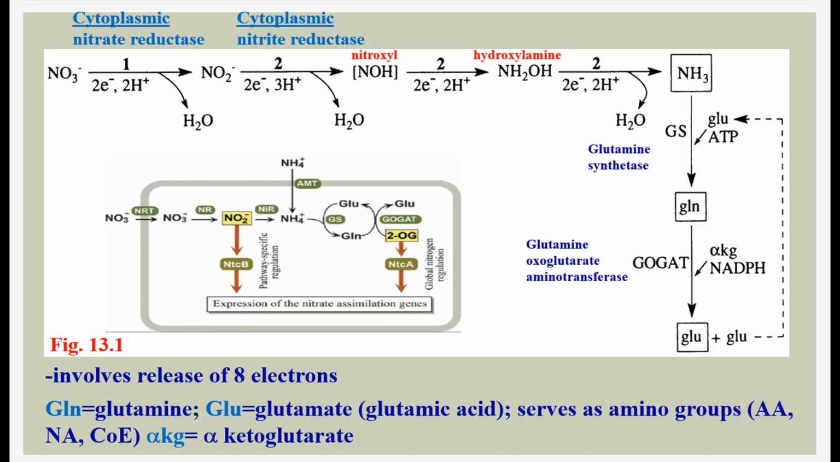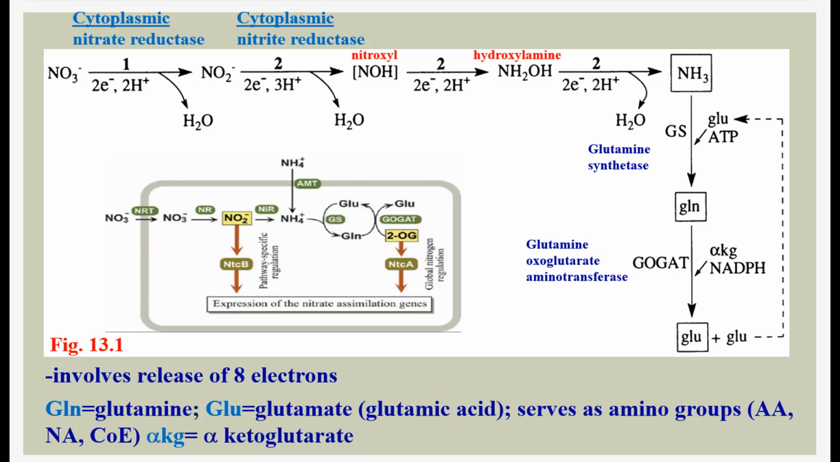So the process involves 8 electrons. 2 electrons are transferred from nitrate to reduce it to nitrite. 2 electrons reduce nitrite to nitroxyl. 2 electrons reduce nitroxyl to hydroxylamine, and 2 electrons reduce hydroxylamine to ammonia. So 2 plus 2 plus 2 plus 2 equals 8. 8 electrons are needed to reduce nitrate to ammonia.